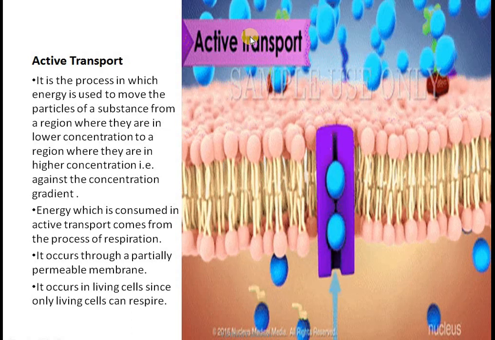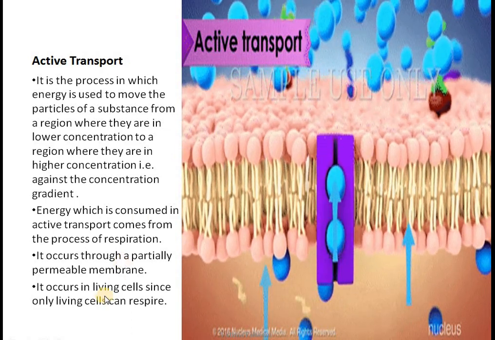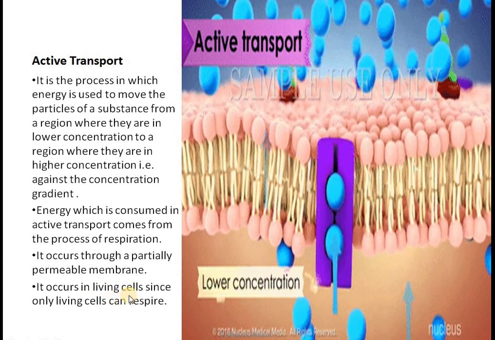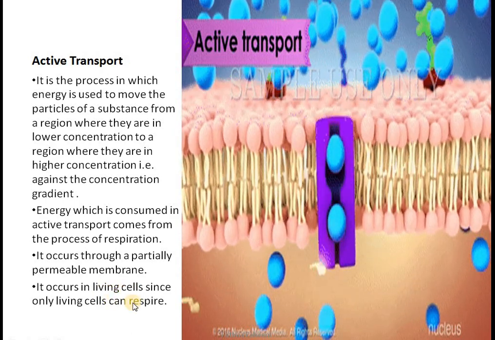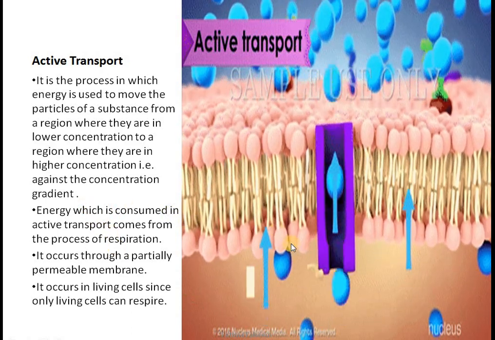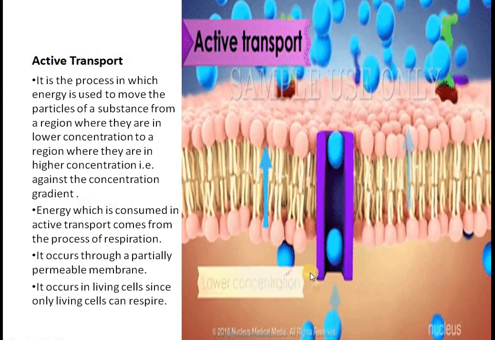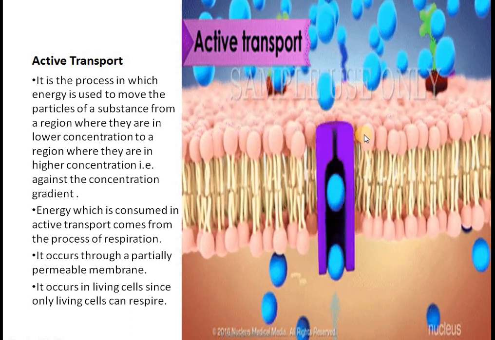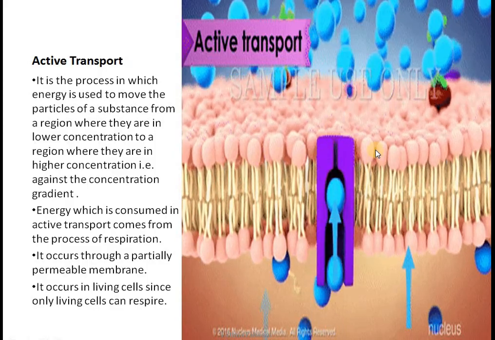So we can say that active transport would always take place in living cells. It won't be happening in dead cells. Living cells can respire, they can produce energy, and that energy can be used to pump ions or molecules or particles against their concentration gradient through a partially permeable membrane.